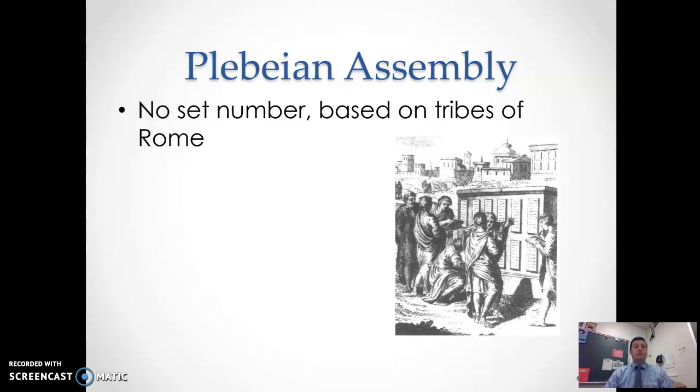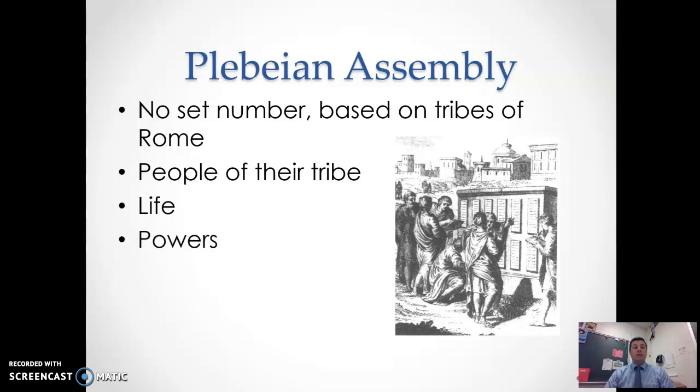It's based on all of those different groups like Etruscans and Latins and Greeks who made their way into Rome. And the people of their tribe are the ones who vote them in. They also serve for life.